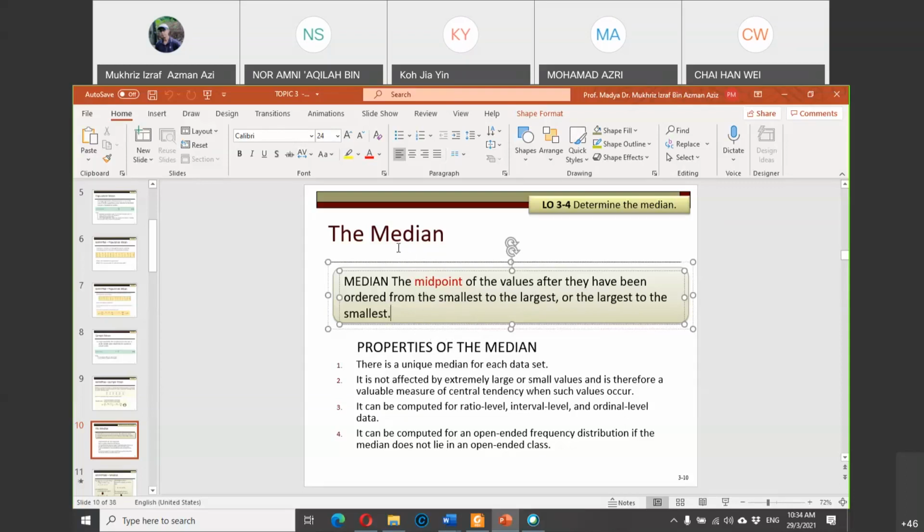So the median is basically the midpoint that you obtain by arranging your data according to the value from the smallest to the highest. Just like the mean, whenever you are looking for the median, there should be only one value. One median value means you cannot have two medians in one data set. So only one median, and that's why it is also a unique value.